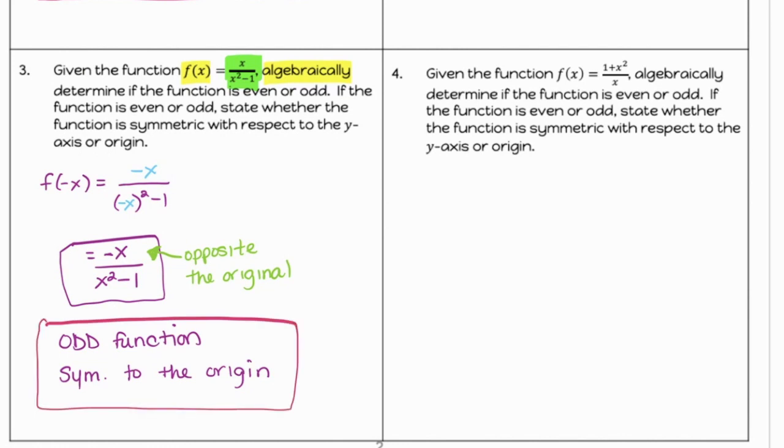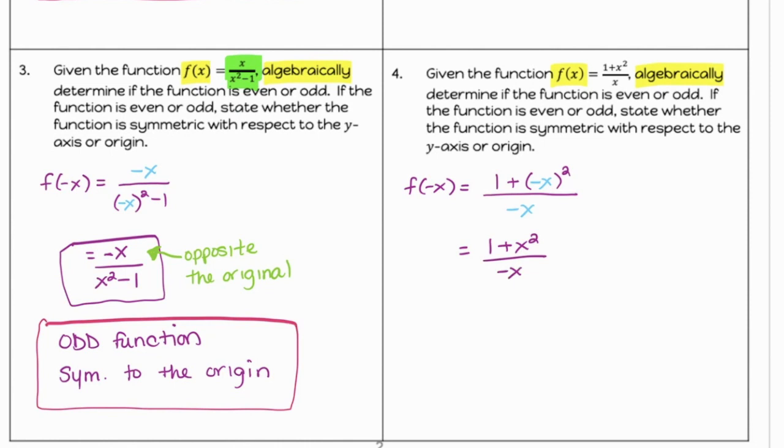Last one. So for number 4, we have been given our function, f of x. Again, we're algebraically determining whether it's even or odd. And if I can find even or odd, then I'm going to determine its symmetry. So the test I am going to do is f of negative x. I'm inputting that negative x into my original function. I'm going to simplify, clean this up.